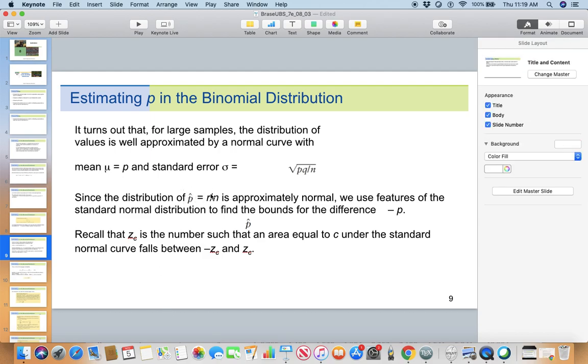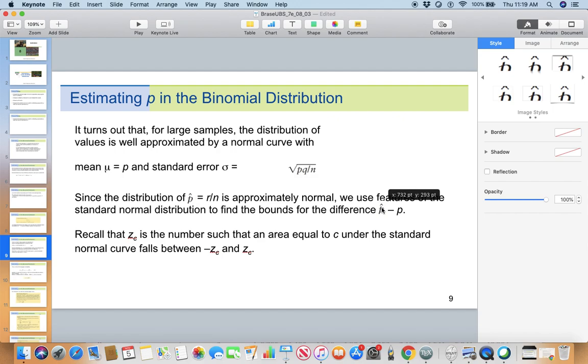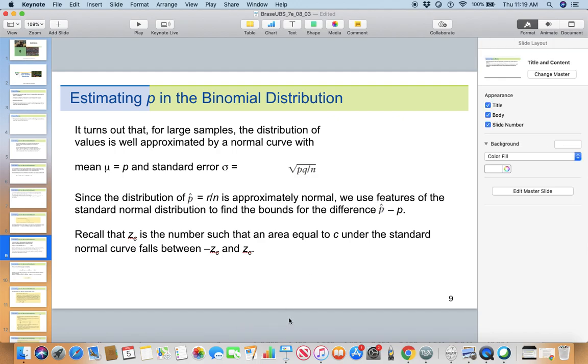Since P hat, which is R over N, is approximately normal, we use features of the standard normal distribution to find the bounds for the difference P hat minus P. Recall that Z sub C is the number C such that an area equal to C under the standard normal curve falls between negative ZC and ZC. So this is the critical value for confidence level C.